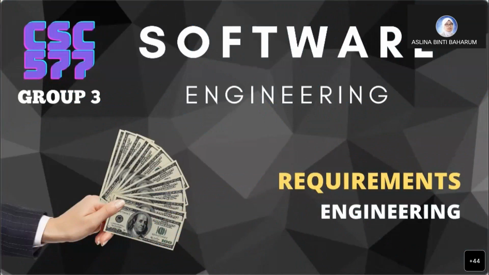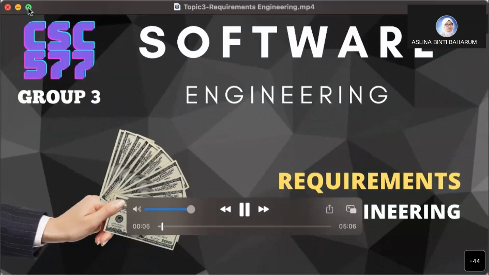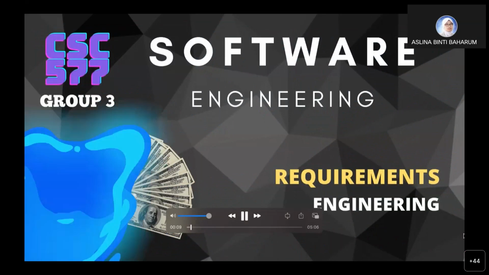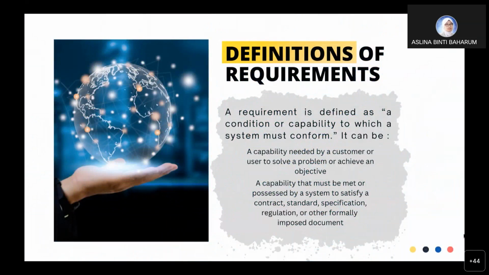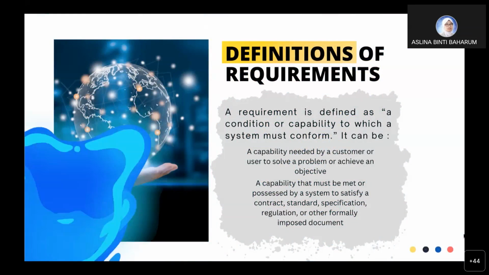Assalamualaikum. Hello everyone. We are from Group B3 and we will be presenting our topic on requirement engineering, more specifically, understanding the requirement in engineering. First off, we're going to look at the definition of requirement. A requirement is defined as a condition or capability to which a system must conform. It can be a capability needed by a customer or user to solve a problem or achieve an objective, or it can be a capability that must be met or possessed by a system to satisfy a contract, standard, specification, regulation, or other formally imposed document.